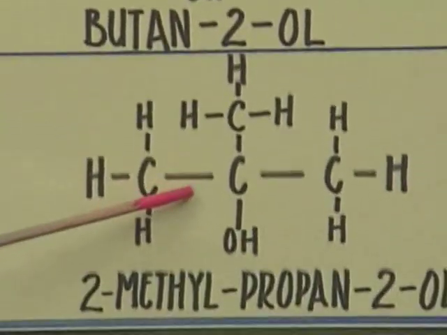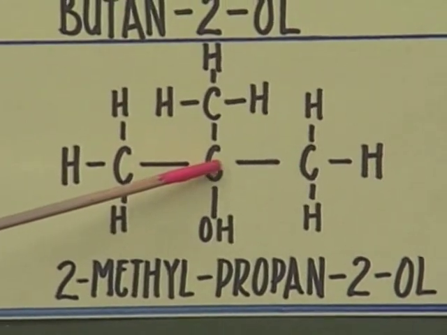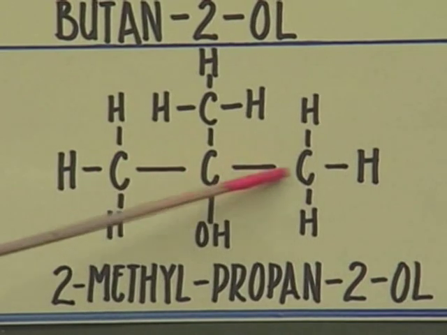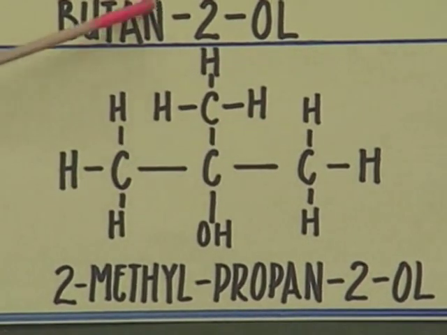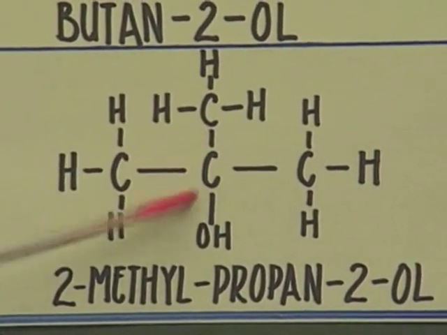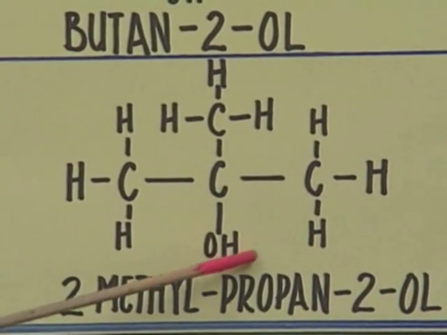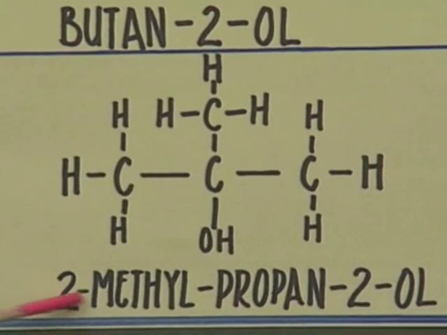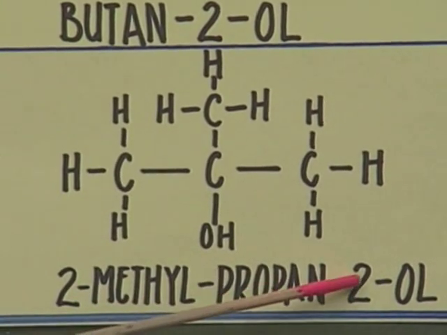Or we can have this substituted branched chain compound where the main chain contains 3 carbon atoms, and we have a methyl group on carbon atom number 2, as well as the functional group for the alcohols, OH, on the same carbon atom. So this will be 2-methylpropan-2-ol.